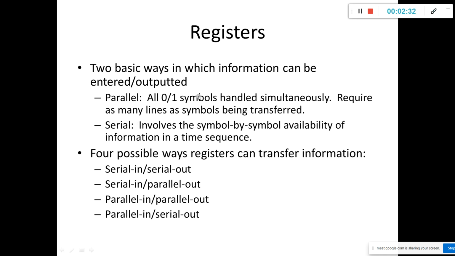Parallel means what? All 0-1 symbols are handled simultaneously. If we have a 4-bit shift register, all 4 data bits are available at a single instant of time. We require 4 lines to represent the 4 symbols. We require as many lines as symbols being transferred.